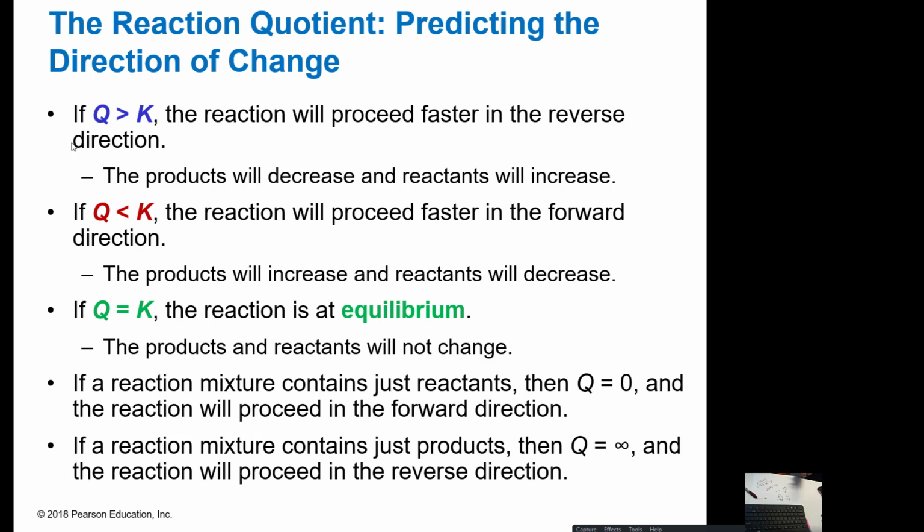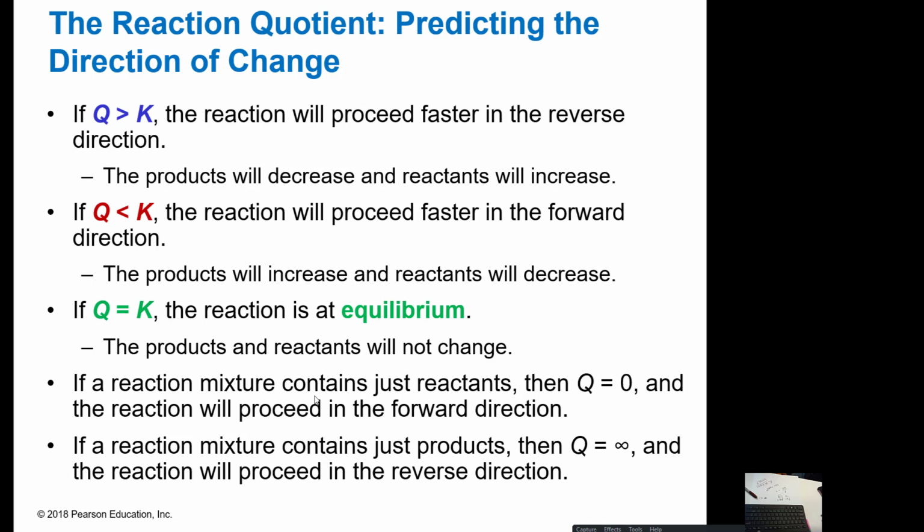Depending on the Q, you can say which direction it goes. Q is greater than K. That means products will decrease, because when K is small you have more products. Q is greater, K is small. At that time, we say products will decrease and the reactants will increase. Q is small, products will increase, reactants will decrease. Q equal K, it's an equilibrium.